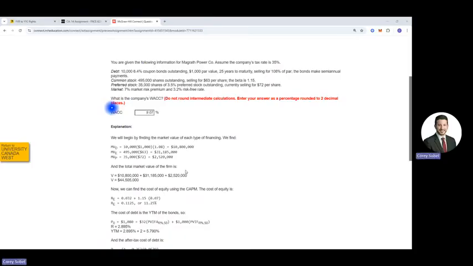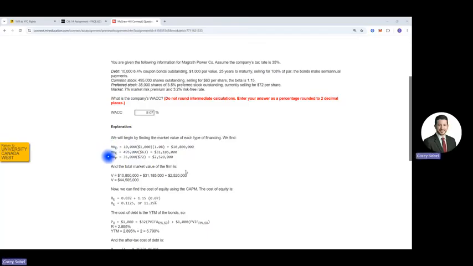So for the debt, I know I have 10,000 bonds and their $1,000 par value. So 10,000 bonds times $1,000 of par value is essentially what those bonds are worth, but they're selling for 108%. So I have to multiply that by 1.08 to figure out the actual market value, right? 10,000 times 1,000 gives me $10 million worth of bonds, but they're selling for 108% of that. So times 1.08, that's going to give me $10,800,000. That's the market value of all the debt that I have.